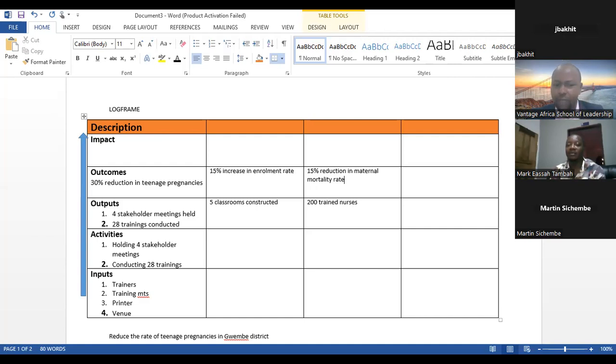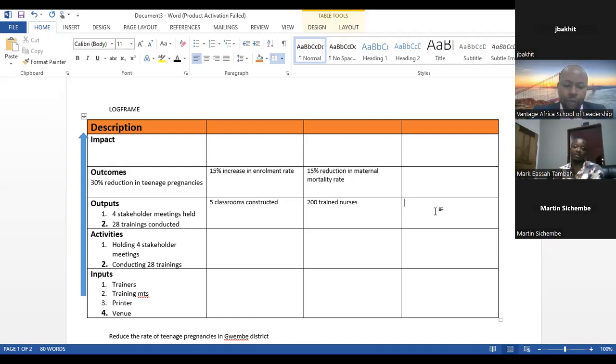Let me give the last one. Now, the whole point here is for you to be able to understand the difference between an output and an outcome. Okay? So, let's assume we want to increase the average income among farmers. Okay? We want to increase the average income among farmers.